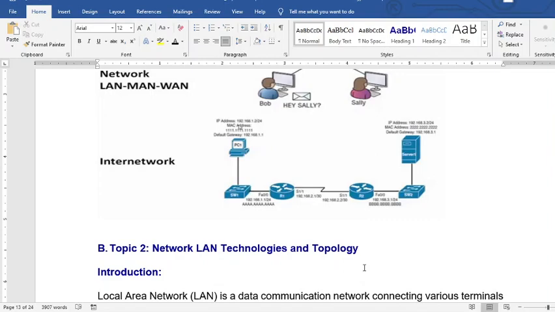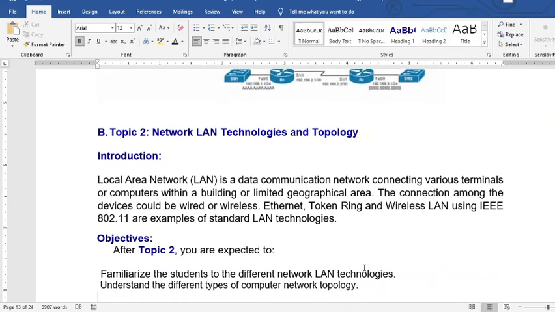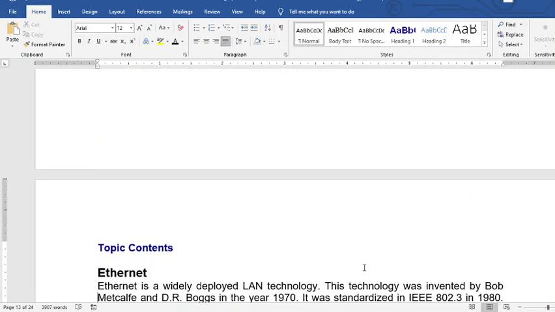For the last topic, number 2, the technologies and the topologies. These are data communication networks connecting various terminals or computers within a building or limited geographical area. The connection among the devices can be wired or wireless. Ethernet, token rings, and wireless LAN using IEEE are the standard LAN technologies. For topic 2, you are expected to familiarize yourself with the different network LAN technologies and the different network topologies.